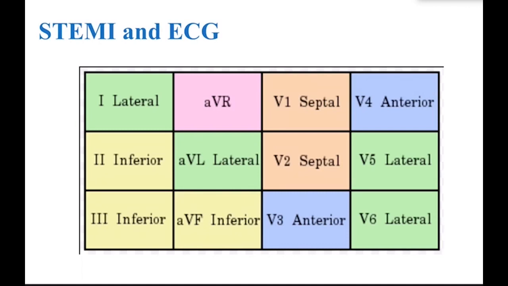The septal leads are V1 and V2, and that's going to correspond to potentially a posterior infarction with perfusion coming from the posterior descending artery. And last but not least, when you look at your anterior leads being V3 and V4, you're looking at the anterior wall of the right and left ventricles, and that's going to be perfused by the left anterior descending artery.